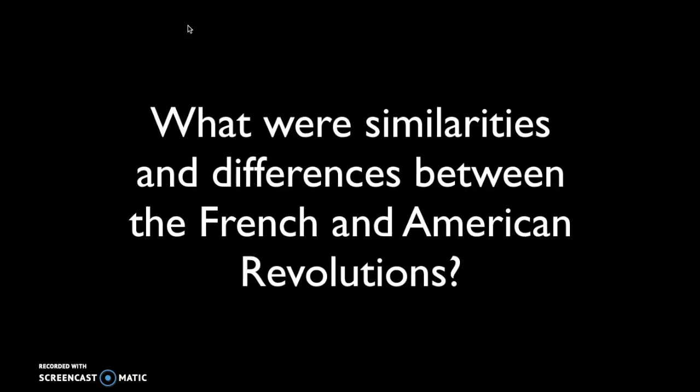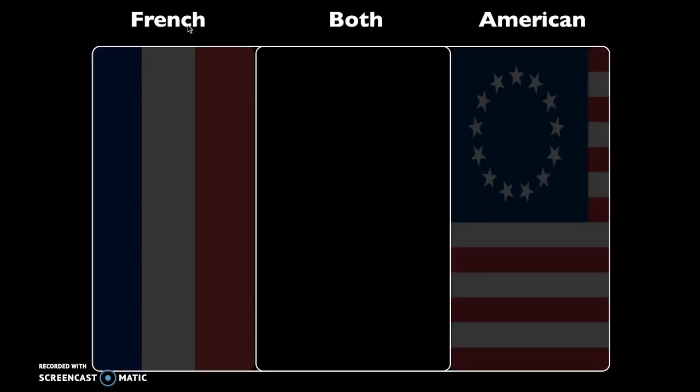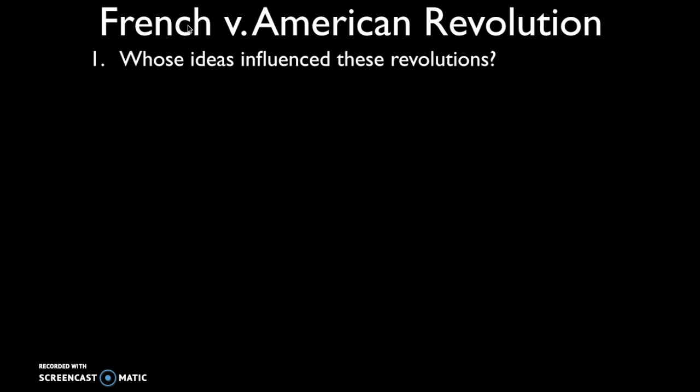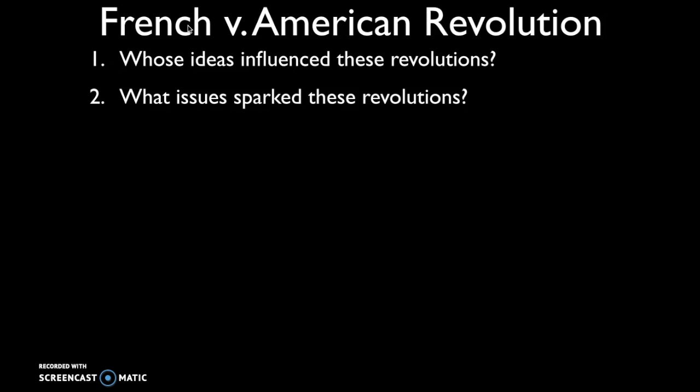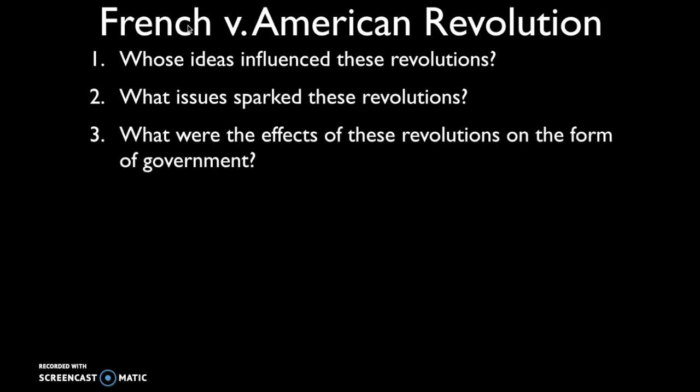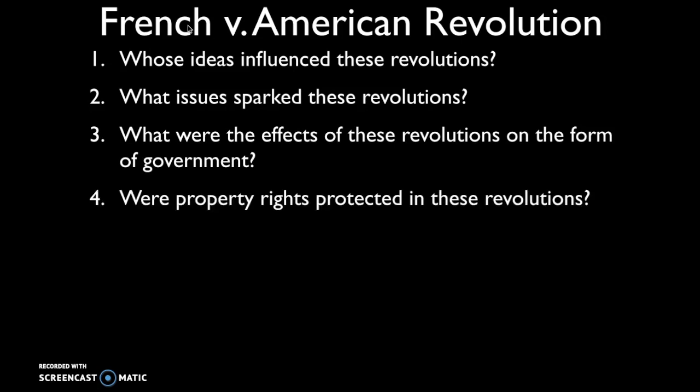So what are the similarities and differences between the French and American revolutions? In order to answer this question, I want you to fill out the Venn diagram that's on the bottom of your note sheet. And specifically, let's answer these questions. 1, whose ideas influence these revolutions? 2, what issues spark these revolutions? What were some of the similar causes? 3, what were the effects of these revolutions on the form of government? What kind of government do they start with? And what form of government do they end with?